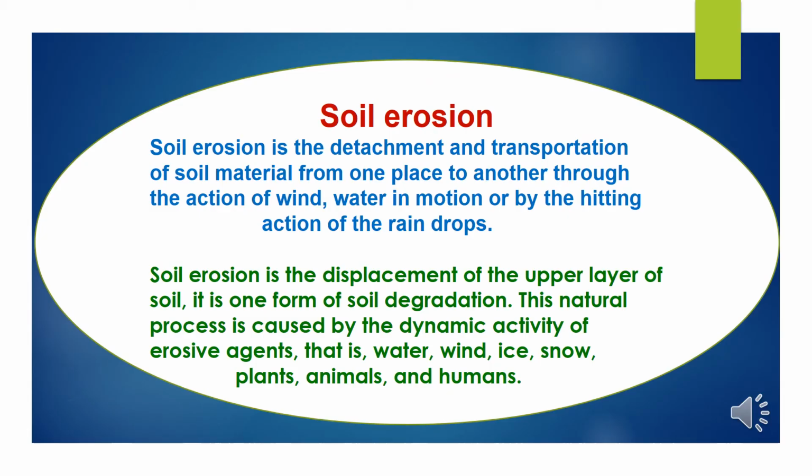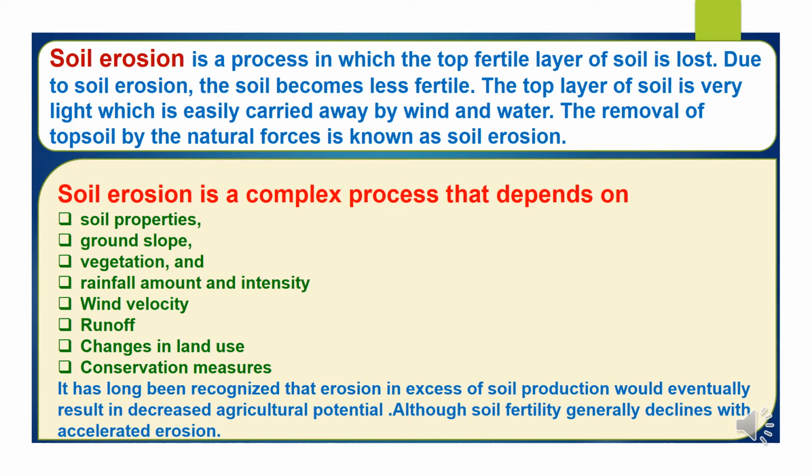What is soil erosion? Soil erosion is the detachment and transportation of soil material from one place to another through the action of wind, water in motion, or by the beating action of the raindrops. Soil erosion is the displacement of the upper layer of soil. It is one form of soil degradation. This natural process is caused by the dynamic activity of erosive agents like water, wind, ice, snow, plants, animals, and humans. Soil erosion is a process in which the top fertile layer of soil is lost.